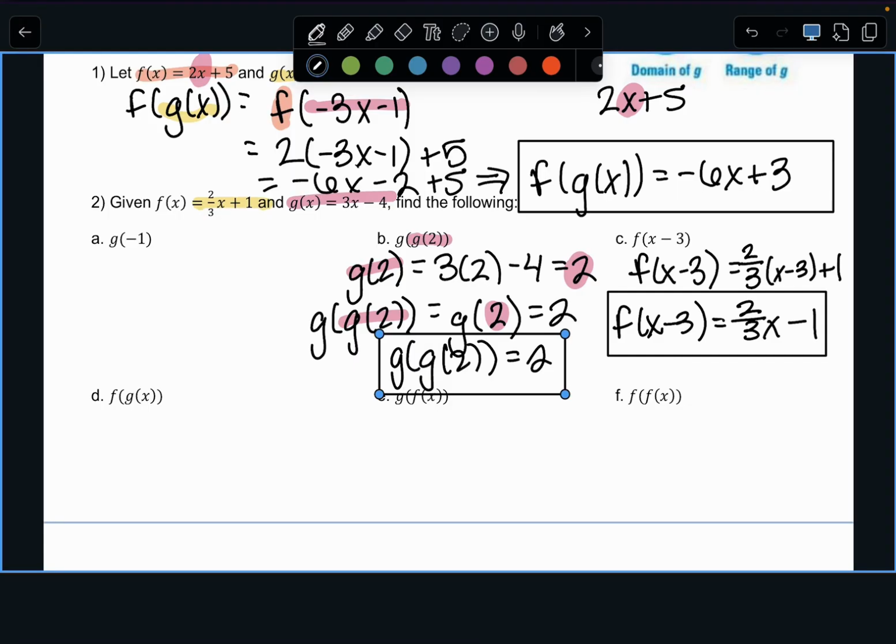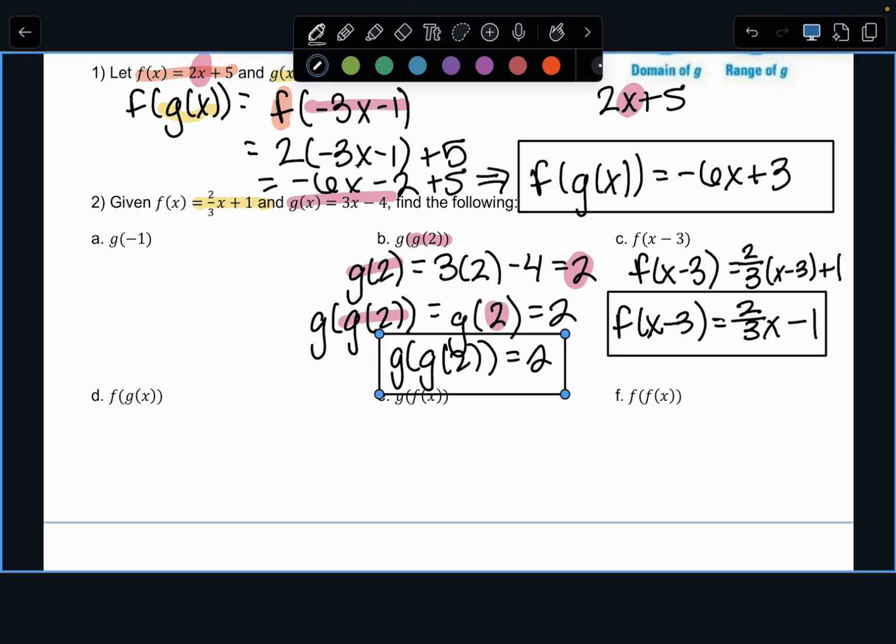Will there be questions like this on the test? Yes, probably not as mean. Like g of 2 would maybe be 4 instead of 2 again. I don't think I did anything to where it's that hard to keep track of. But yes, compositions will be on there. I don't think I gave you any weird numbers like that. Any other questions? Let's do it again.